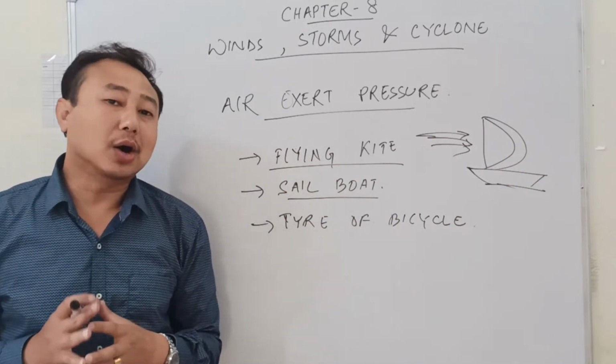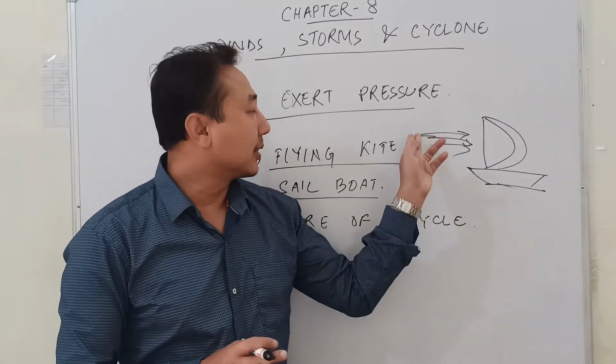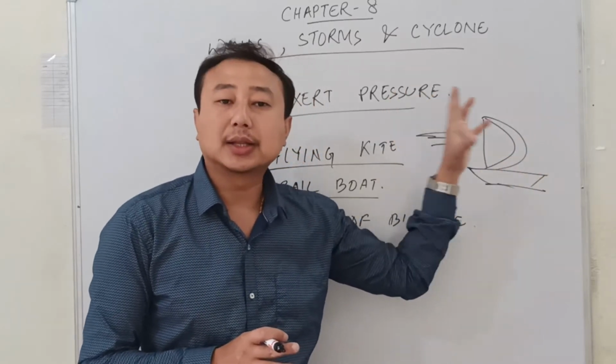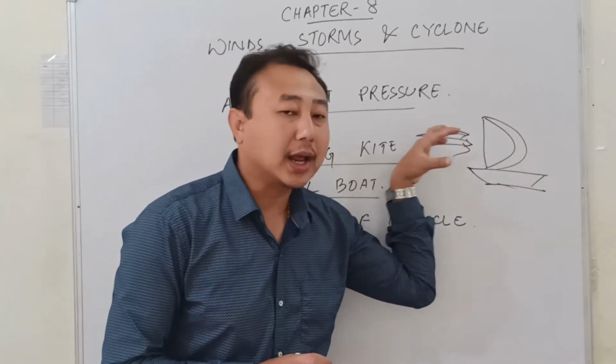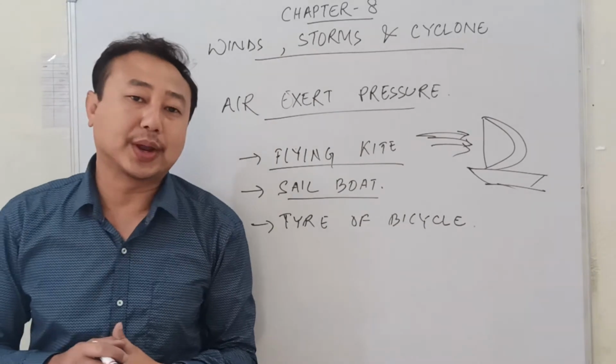So the sailing of a sailboat is because the air particles hit the sail and develop a pressure on it. Because of that, it is taken away by the wind.